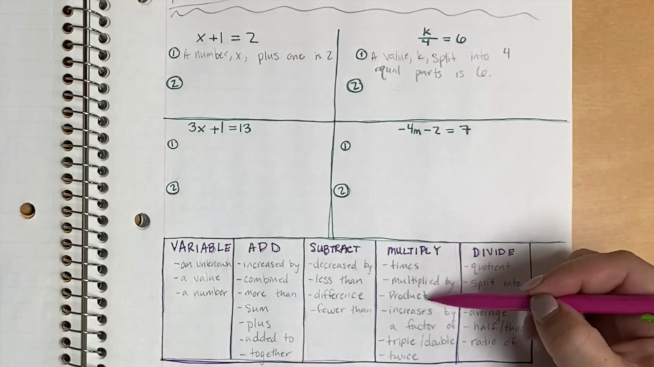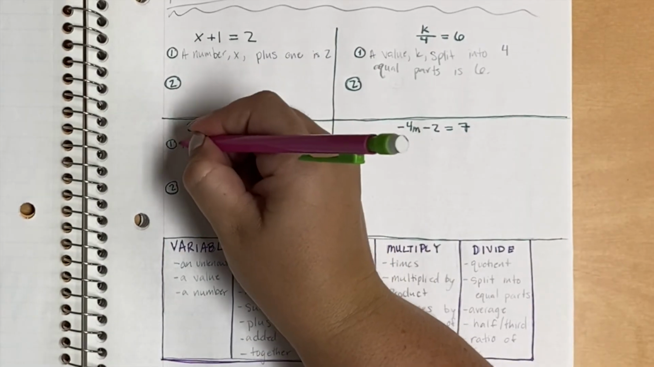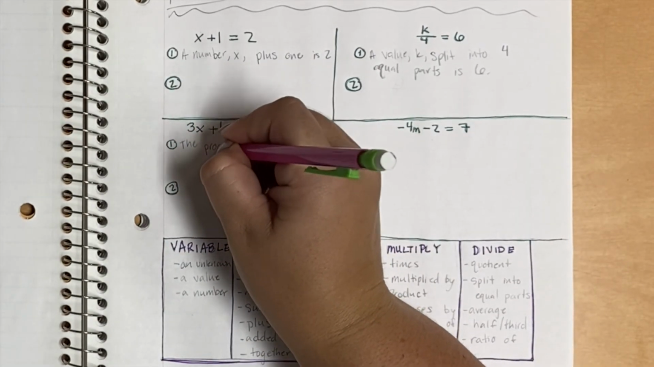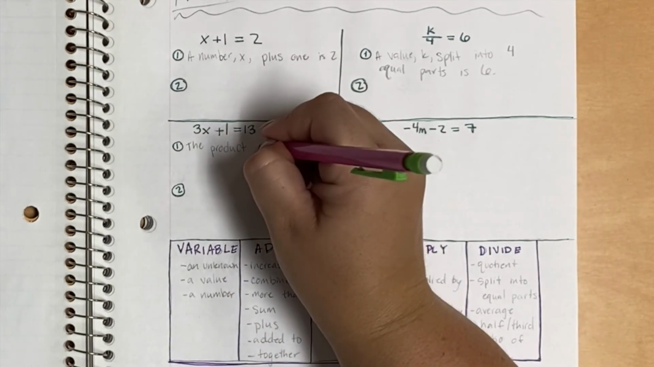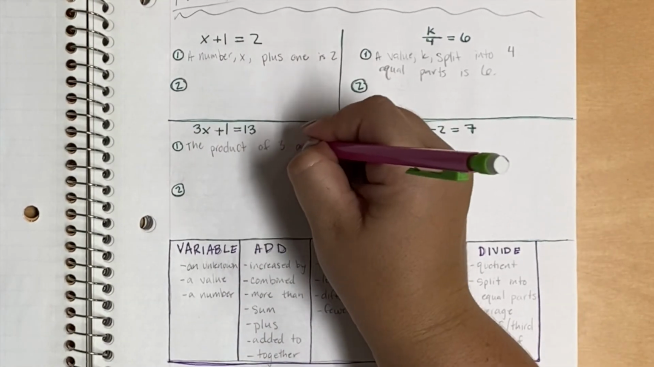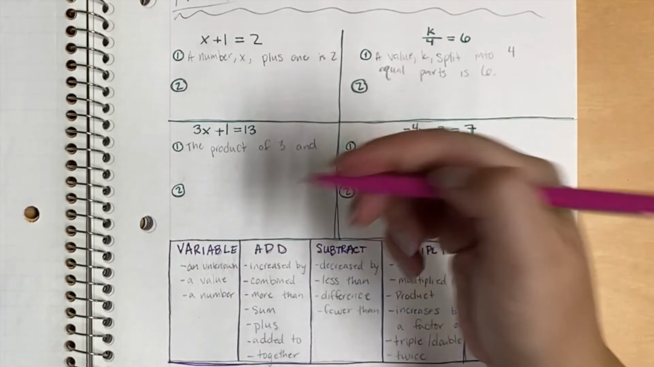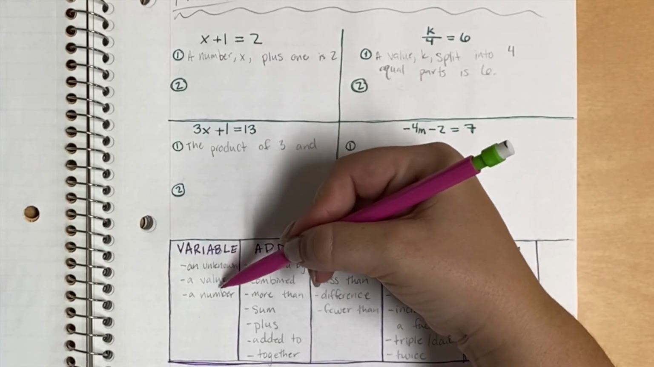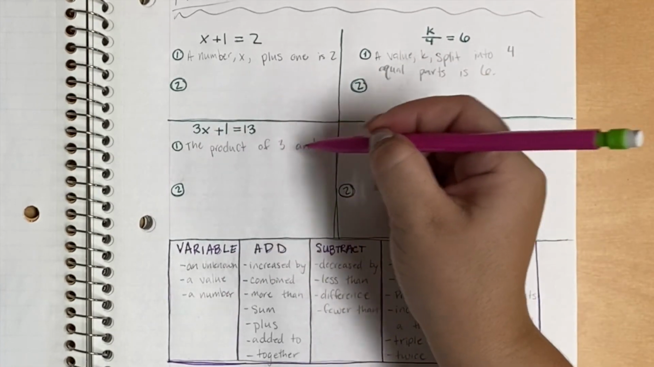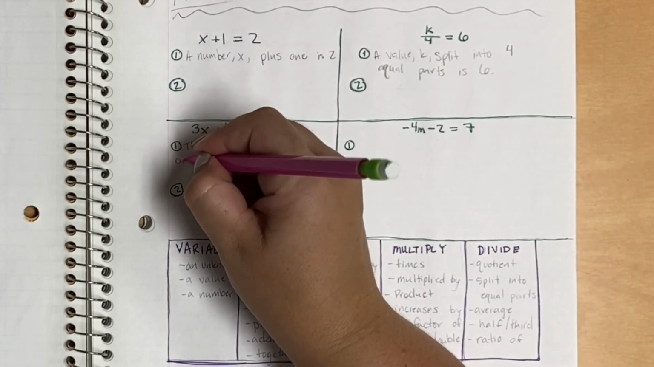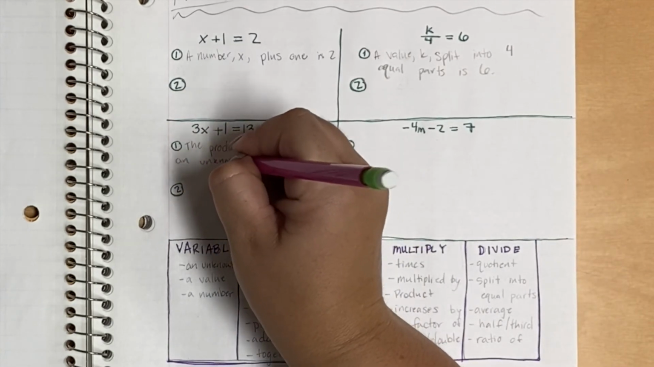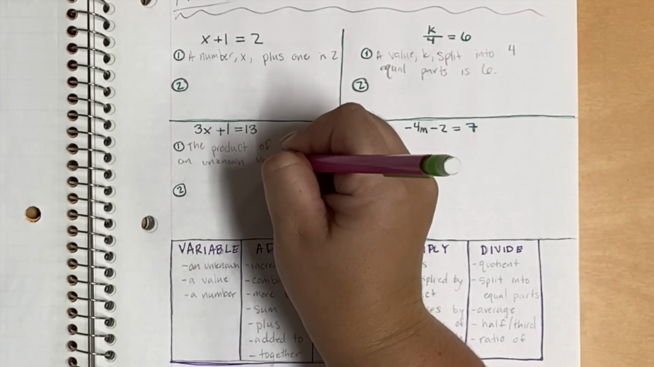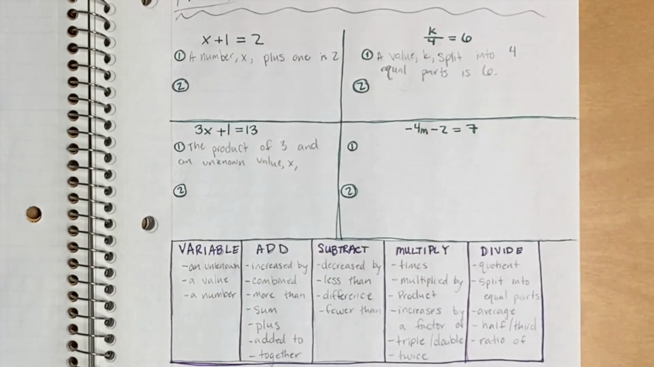So I kind of like the word product. So I'm going to say the product of 3 and x. x represents a variable, which is an unknown value or number, so we need to specify. So the product of 3 and an unknown value, and they use the variable x, so we have to specify.